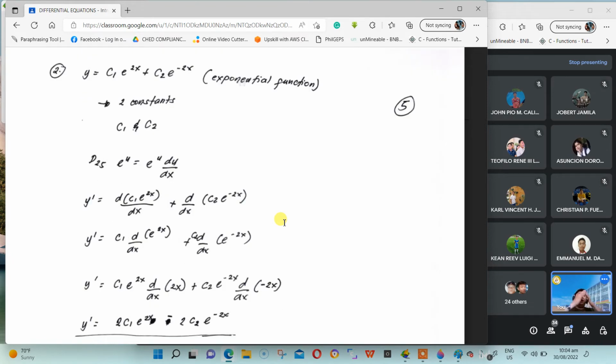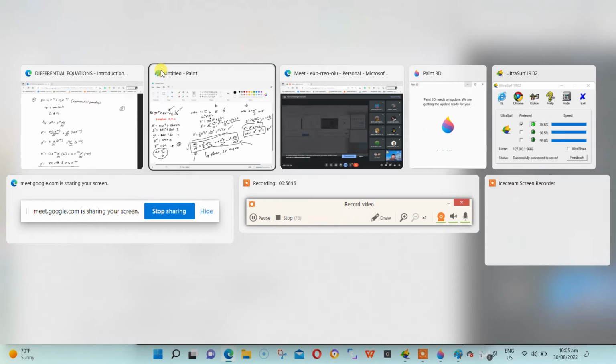What if our given equation or general solution contains exponential functions? Could you still remember how to derive exponential functions? Let's recall. If our given equation is like this, let's solve it.